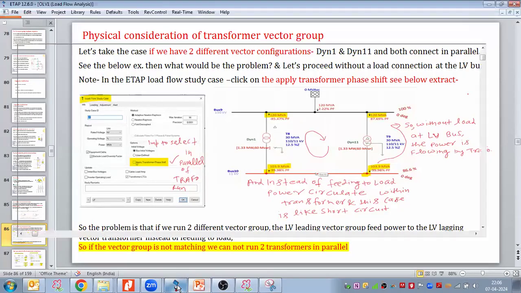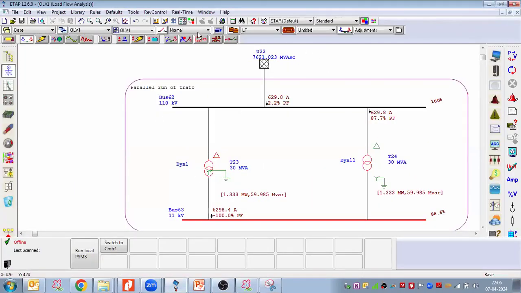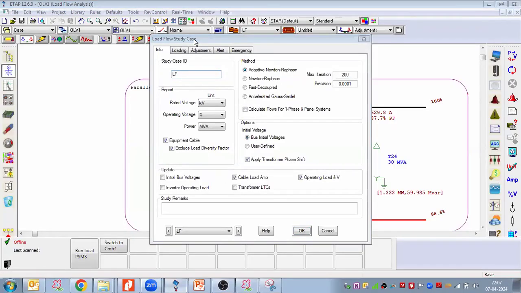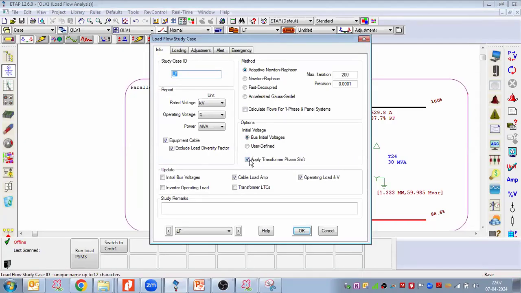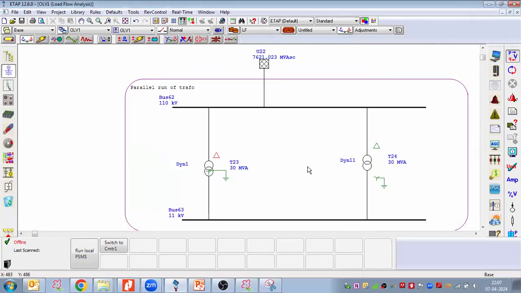Whenever you perform this study, there is one point here that needs to be taken care of. Go to the load flow study case and click on apply transformer phase shift. If you do not click on this, the study will not give this result. So you need to click on apply transformer phase shift and then perform the study.